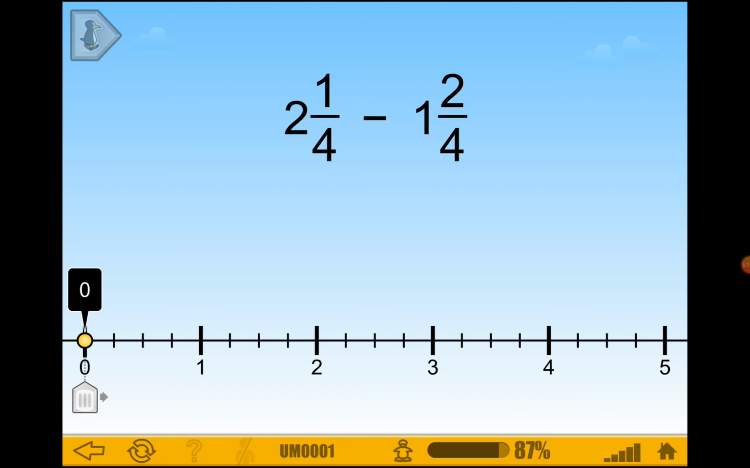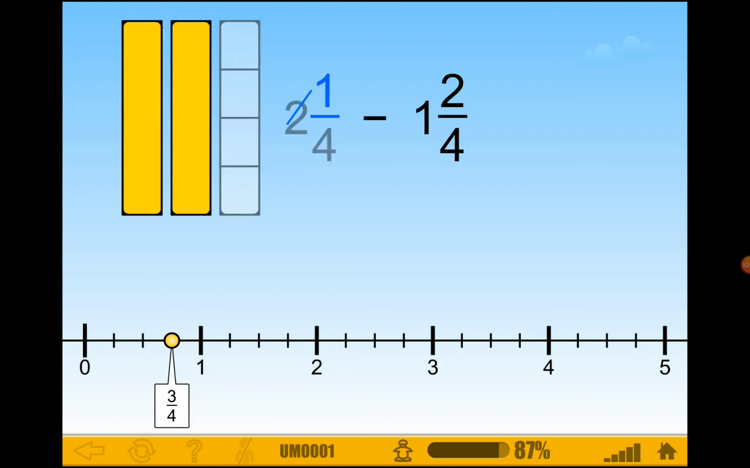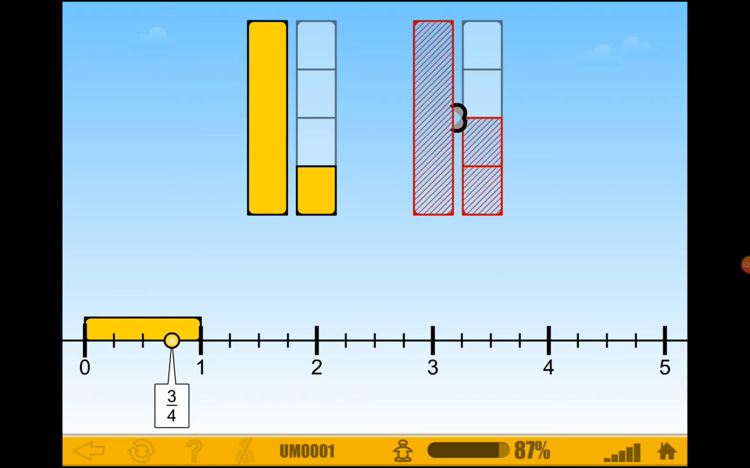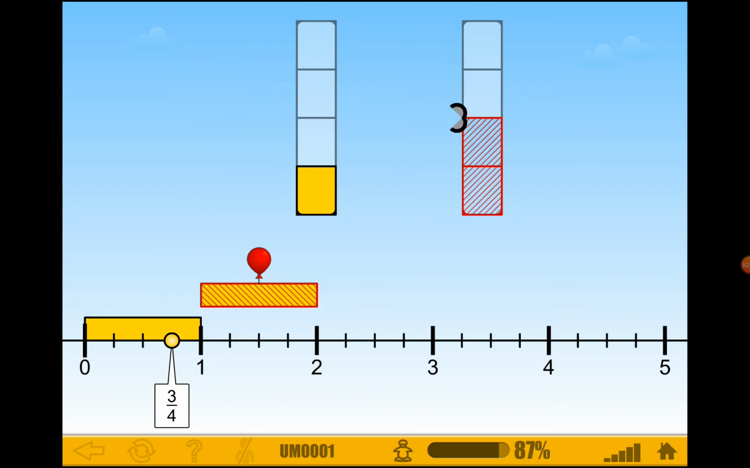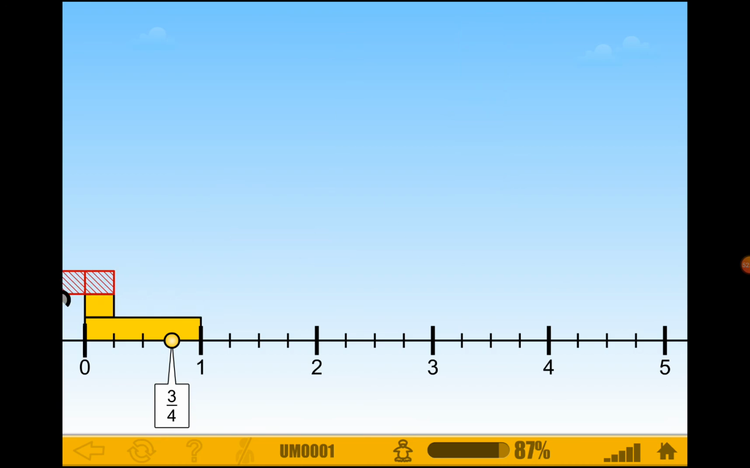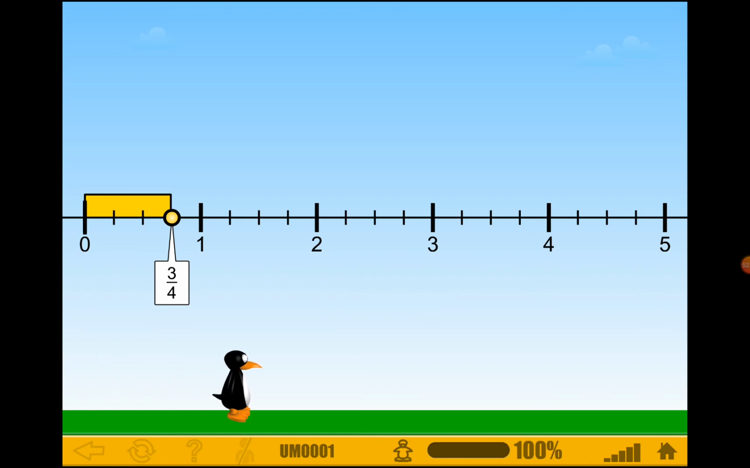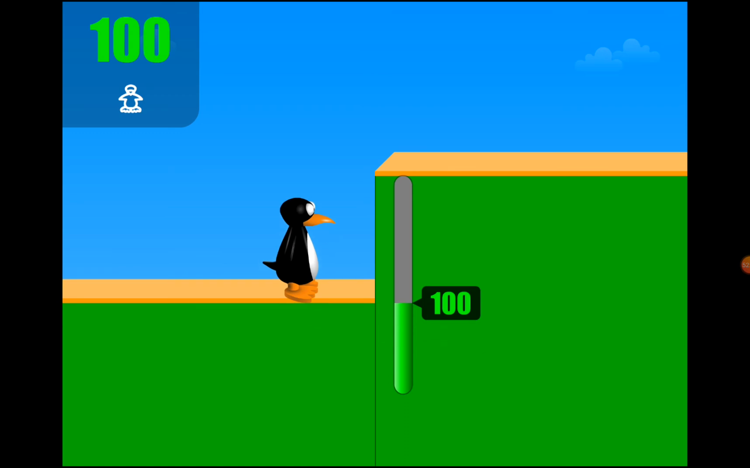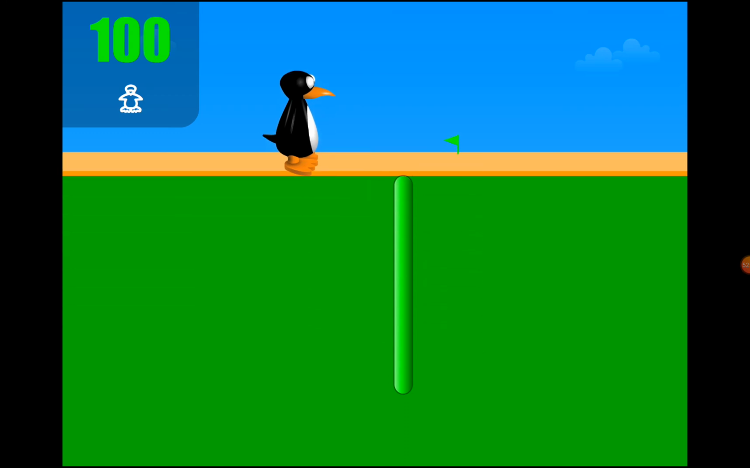Let's see. So 1, 2, 3, 4. Boom. Okay, good. Oh. Okay. Anyways. Boom. Perfect. Okay. Now I just gotta do the last level for this puzzle.